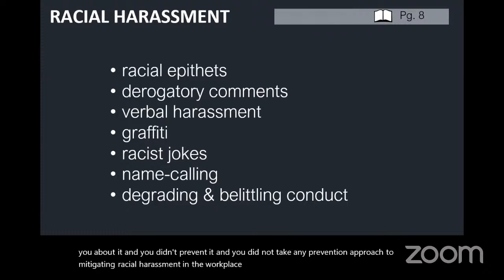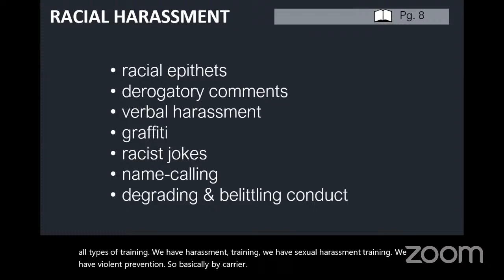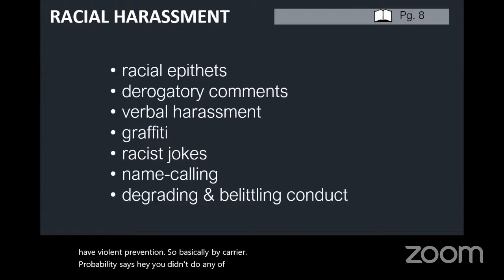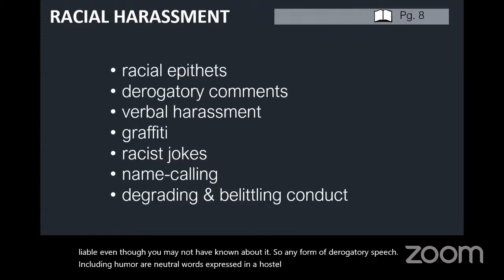Because we have training, right? We have all types of training. We have harassment training. We have sexual harassment training. We have violence prevention. So basically vicarious liability says, hey, you didn't do any of that and it happened on your premises. You are still held liable, even though you may not have known about it. So any form of derogatory speech, including humor or neutral words expressed in a hostile or intimidating way, can constitute racial harassment.